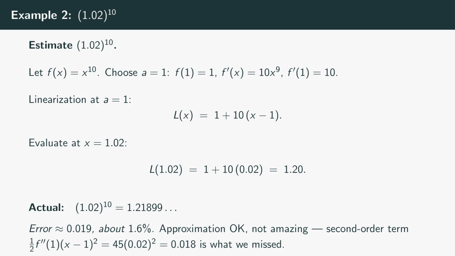Linear approximation is the first order story. Higher order corrections, Taylor series, are how you drive the error to 0. That's a future episode.